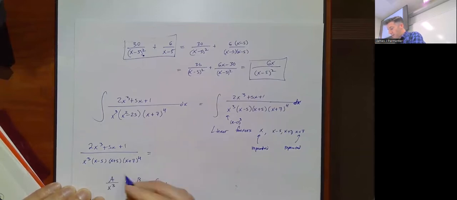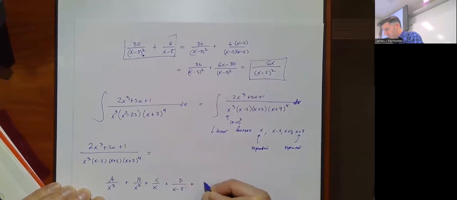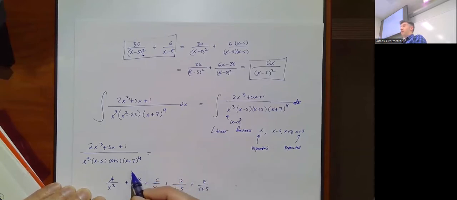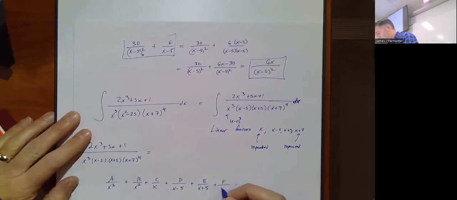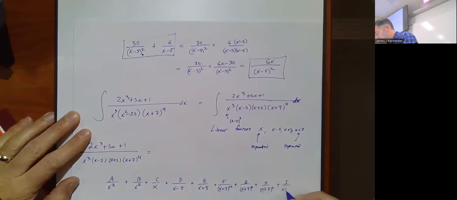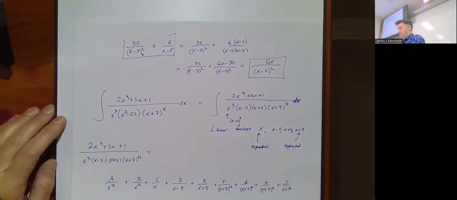And then for x minus 5, I just have d over x minus 5. Same for e over x plus 5. But for x plus 7 to the 4th, I'm going to have 4 different things: a 4th power, a 3rd power, a 2nd power, and a 1st power, which again is awful. So f over x plus 7 to the 4th plus g over x plus 7 to the 3rd plus h over x plus 7 squared plus i over x plus 7. This would be completely terrible.